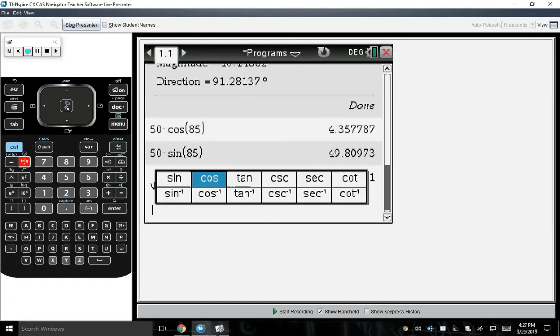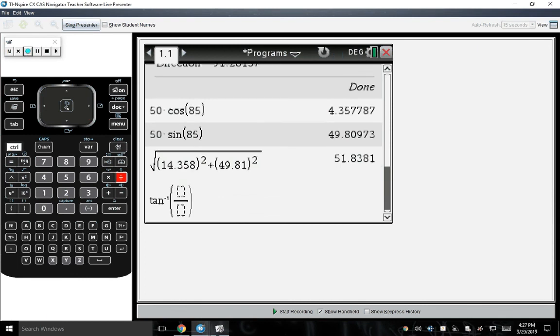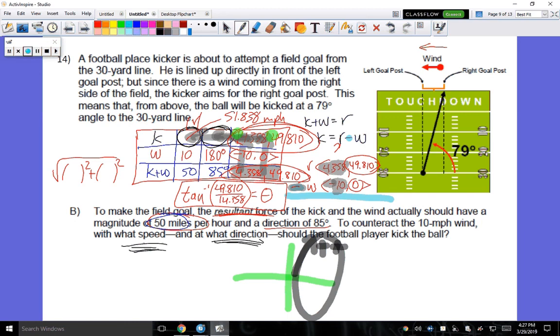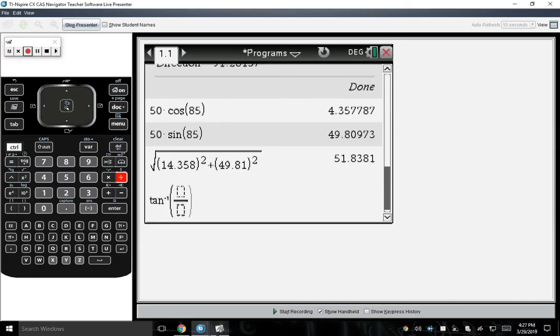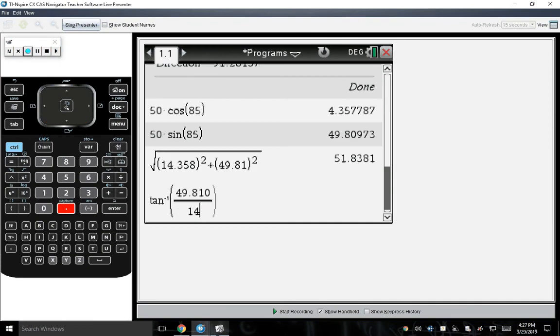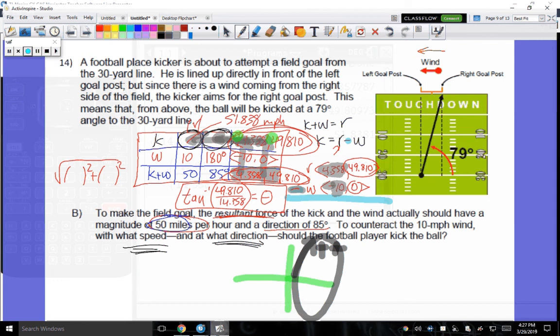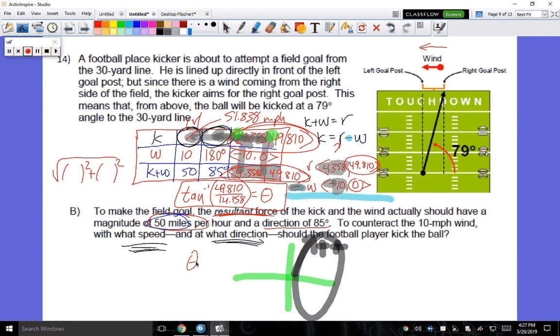So let's see what we get if we put this into the calculator. We're going to do the arctangent of, control divide, and it's going to be the y value over the x, which was 49.810, and it's going to be over 14.358. And I get 73.920. So 73.920 degrees. And again, I'm not going to do anything with that because it's in quadrant 1 or 4. It's just going to be exactly what you see.